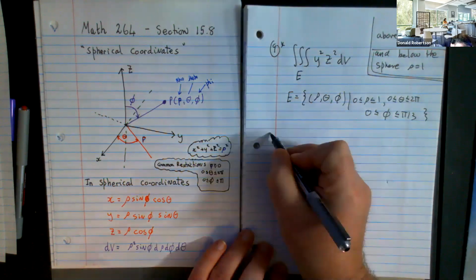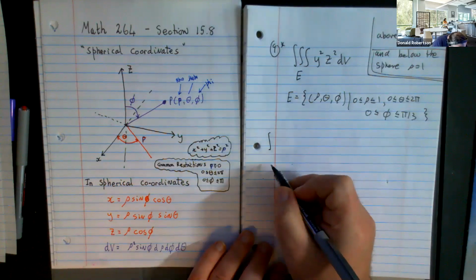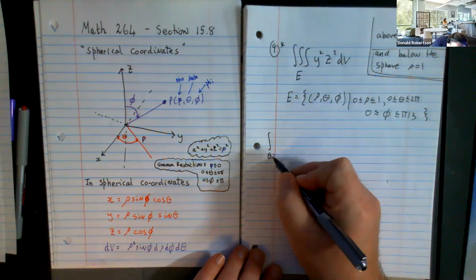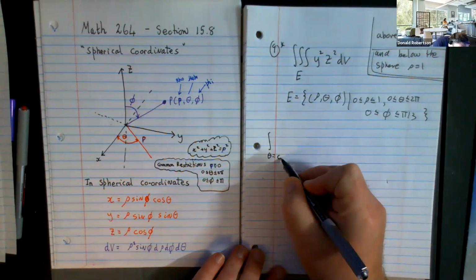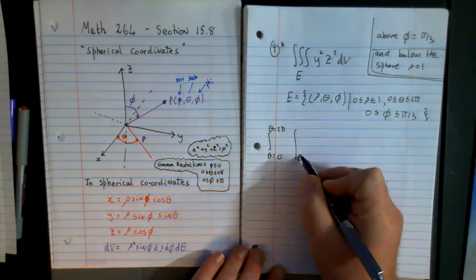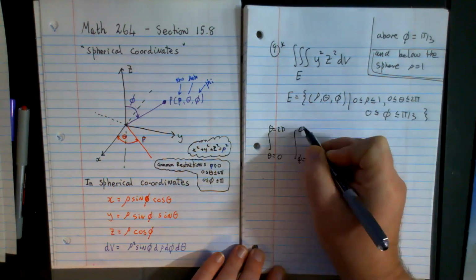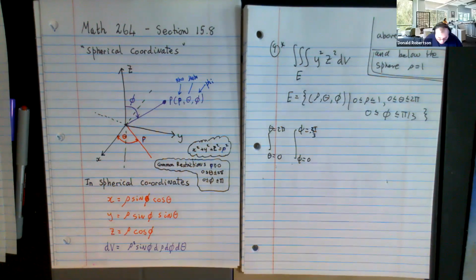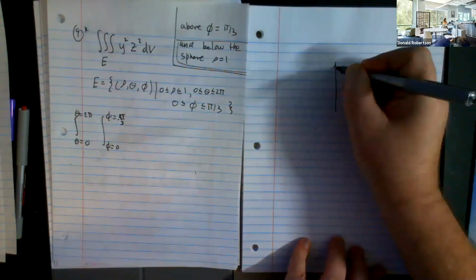So what order am I doing these darn things in? I'm doing theta at the end. Okay, so theta is going to go from 0 to 2 pi. I'm going to do phi in the middle. So phi wouldn't be like pi upon 3 to pi, because it says it's above pi upon 3? Let's show you what's going on here.